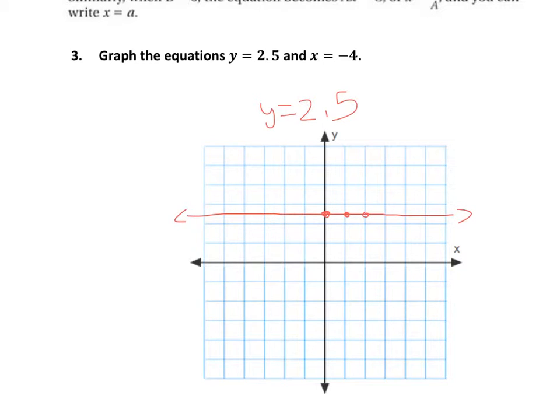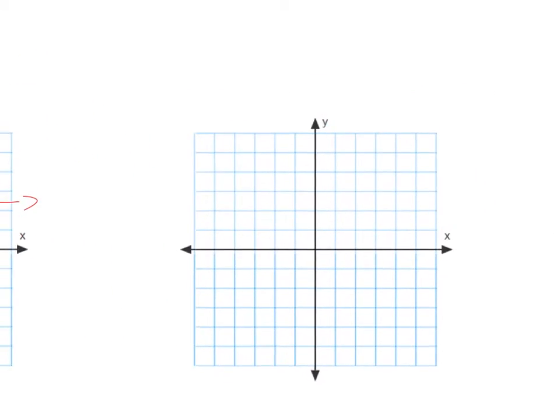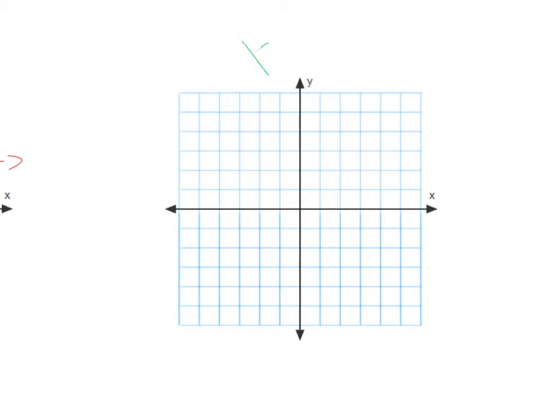Now let's take a look at x equals negative 4. So now I'm going to be graphing x equals negative 4. Well, this is the y value, so x doesn't change when I move up or down. X, so negative 1, negative 2, negative 3, negative 4. Now if I keep moving this way, x is changing. If I go backwards, x is changing. But if I go up and down, x is not changing.